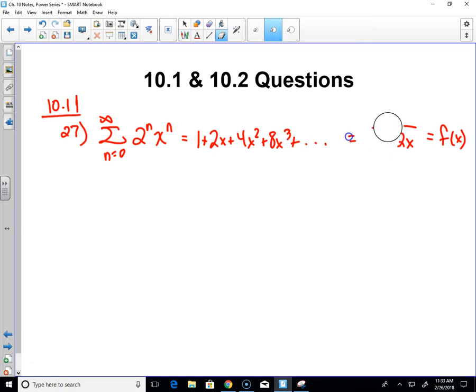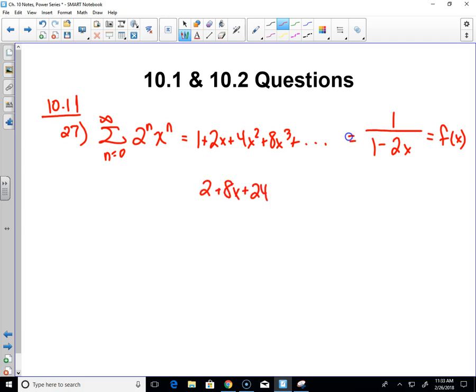You realize this is just a geometric series, so we're able to say it's going to be a sub 1 all over 1 minus r, right? So in number 27, it says take this and figure out f prime. Couldn't I just look at this and say the derivative is going to be 2 plus 8x plus 24x squared, etc.? I could just take it term by term and derive each one. Then what would the function be? It's to the negative 1 power, so it will be to the negative 2 power, times u prime.